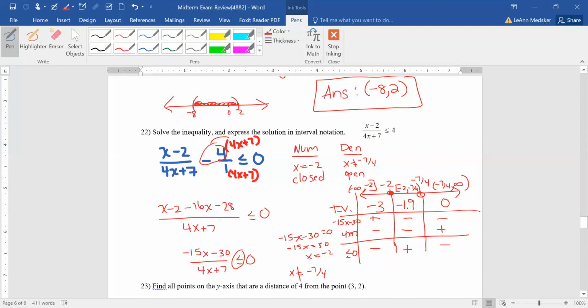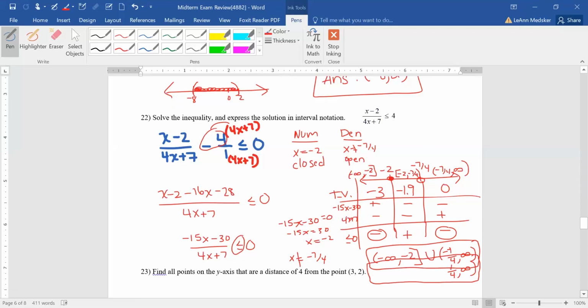Now we want less than or equal to 0 again, so we are still looking for negatives, but this time we have 2 negative answers. So that means we're going to have a union because there's 2 separate regions. So negative infinity to negative 2 with a bracket, and then there's a gap, and then parentheses negative 7/4 to positive infinity.